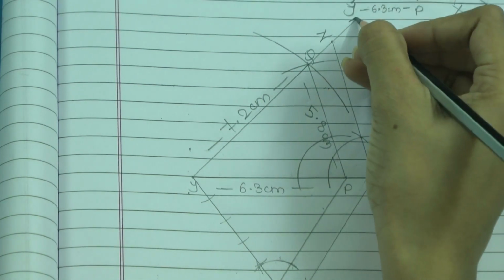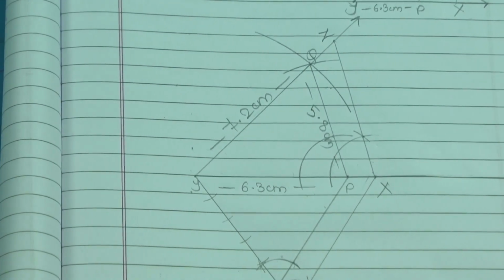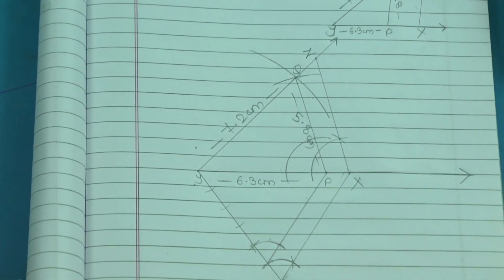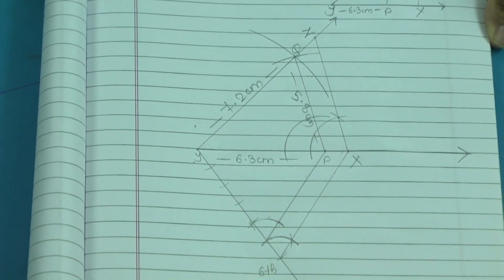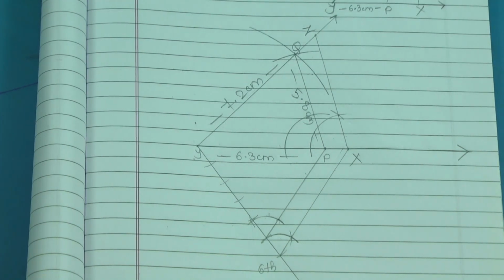And this is the required triangle. Let me zoom in, children. Yes. This is the required triangle. And we are done with the chapter, children. I request you all to draw each sum 5 times. You can always pause the video and you can do the construction very nicely. Best of luck for your examination.